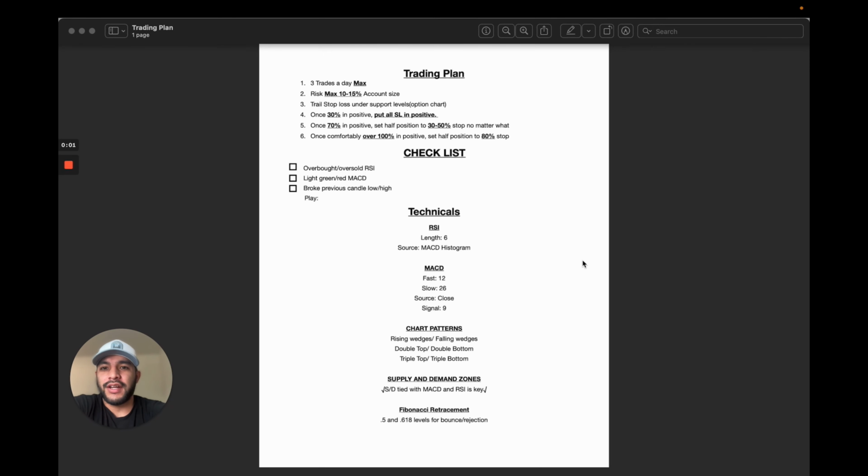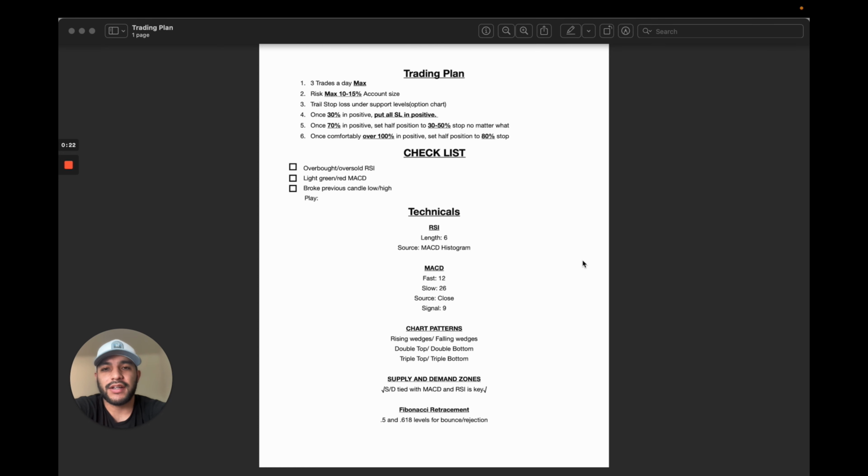Hey guys, so coming on here to show you guys a full walkthrough of my full stock options trading plan from start to finish. What I use, my rules, my checklist, my technicals. I'm going to be showing you guys some examples on TradingView and on my Webull charts and just taking you through the whole process. So as far as my rules, I have 6 rules.